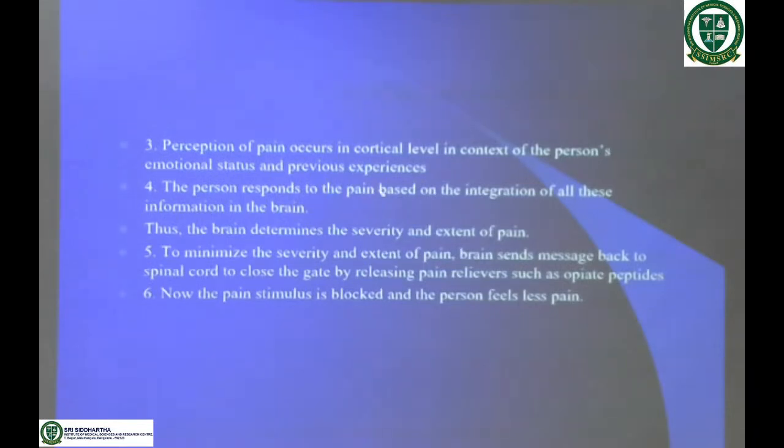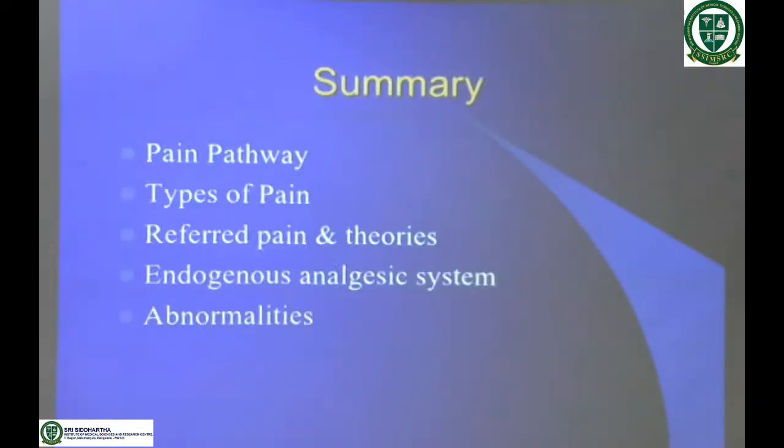The person responds to the pain based on the integration of all this information in the brain. Thus, the brain determines the severity and the extent of the pain. To minimize the severity and the extent of the pain, the brain sends a message back to the spinal cord to close the gate by releasing pain relievers such as opiate peptides. Now the pain stimulus is blocked and the person feels less pain. Okay, this is one.